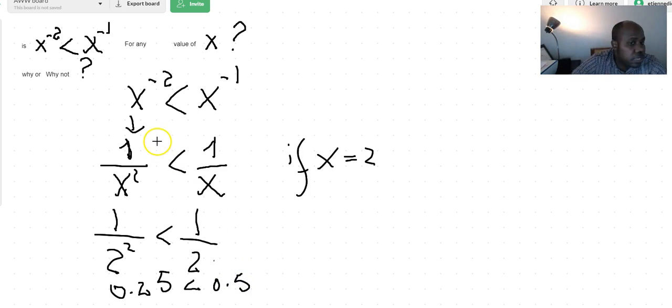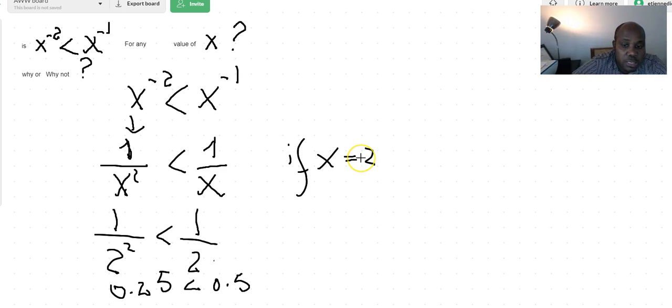Okay, but understand, for any value of x, I'm just trying to take some value. So I'm experimenting right now, okay? I'm trying to understand, but this is not a real demonstration. So let me take an example. So we see when we got x equal to 2, it's true. But understand, x can be any value.